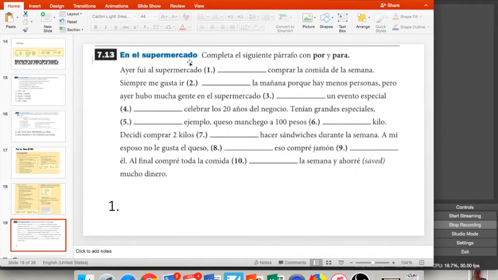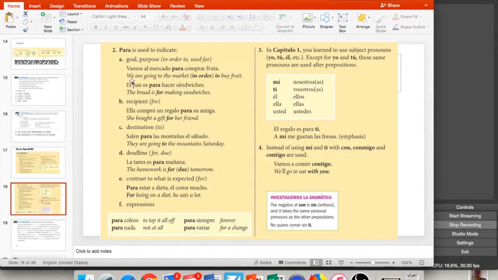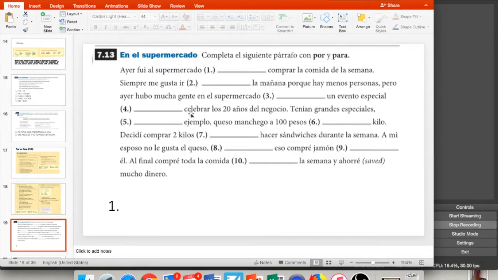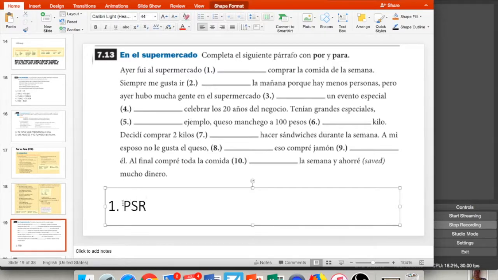I went to the supermarket blank to buy this week's food. The best translation here would probably be for or in order to. So I went to the supermarket in order to buy this week's food, in which case I should use para, because para translates as in order to. Let's look at a couple more.